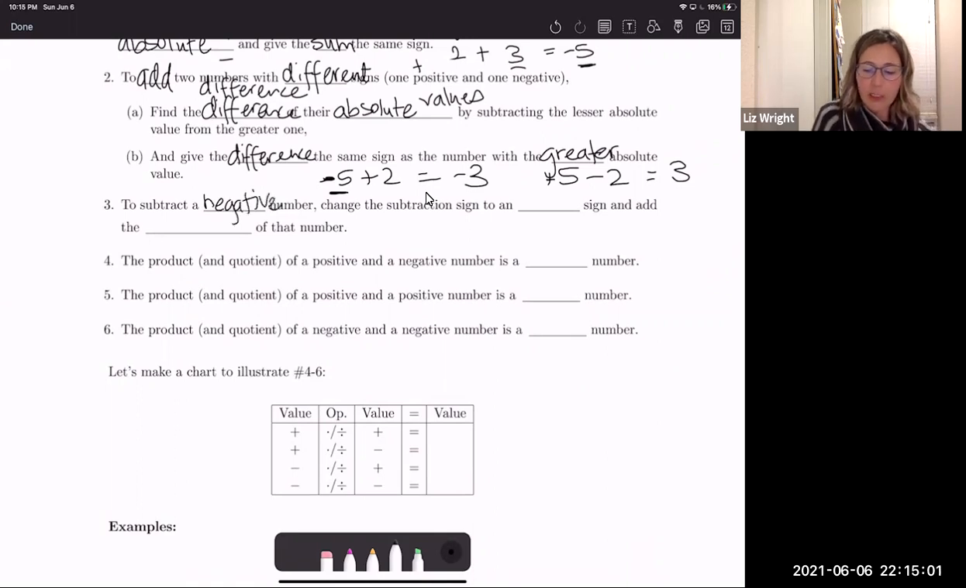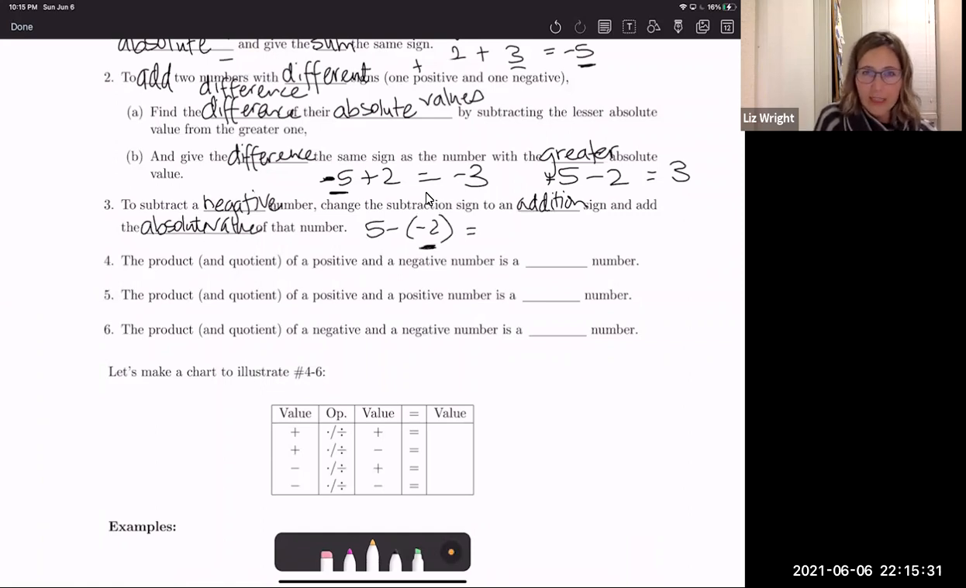To subtract a negative number, change the subtraction sign to an addition sign and add the absolute value of that number. So this one's saying if you subtract a negative, so 5 minus a -2, we change the subtraction sign to an addition sign and we add the absolute value of this negative.